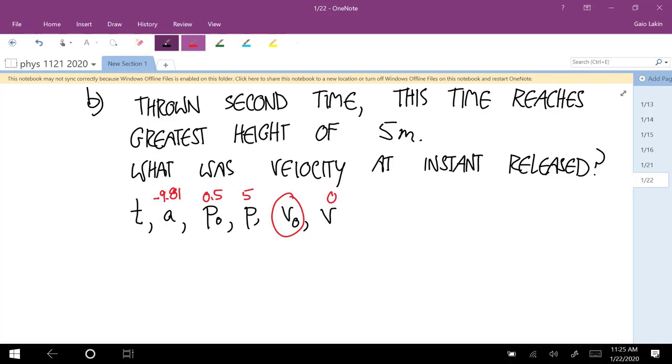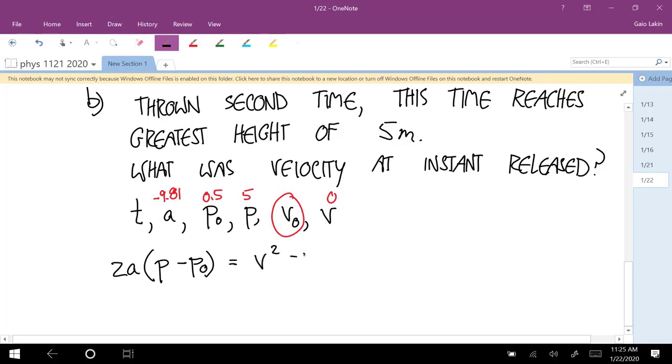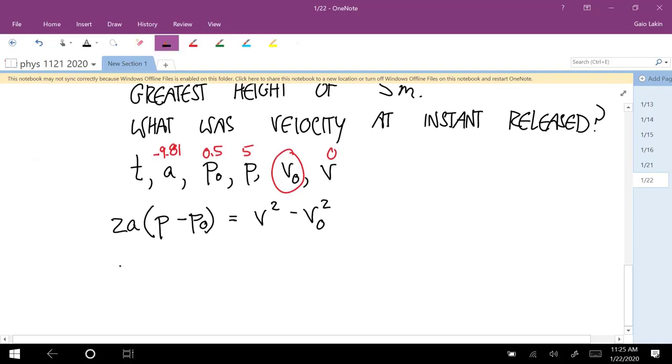And so it's the same equation that's going to be useful here. 2a times the quantity p minus p0 is equal to v squared minus v0 squared. And so you get negative 19.62 times the quantity 5 minus p0.